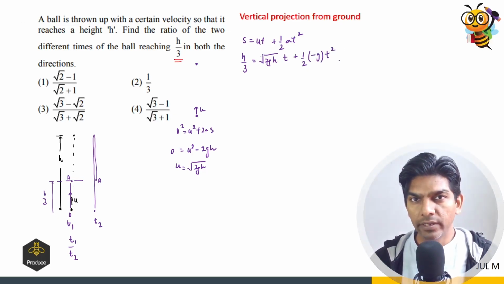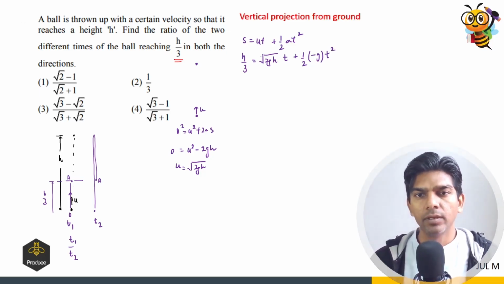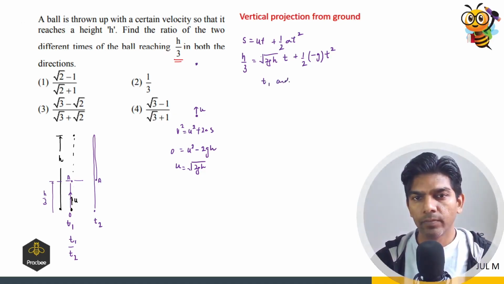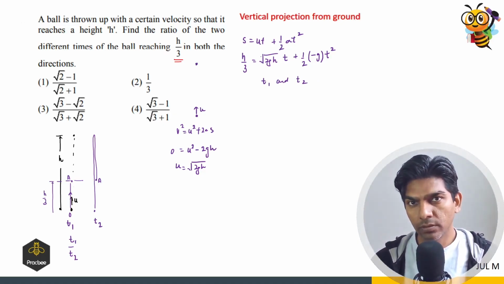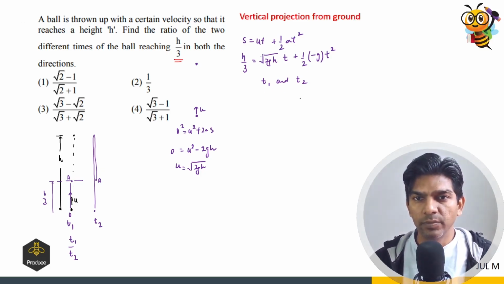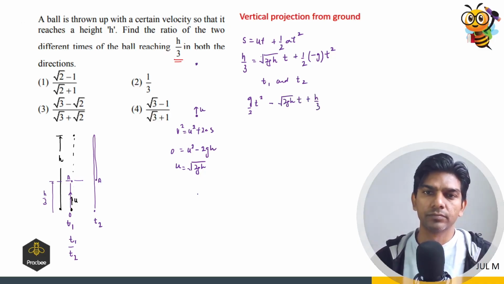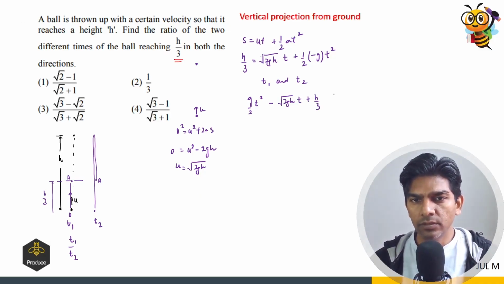Now we got a quadratic in t, and it will have two roots. So we can say t1 and t2 are the two roots, because it tells us the displacement of the ball from the initial position, and that will be h by 3 only. Now let us simplify this further. I can write this as g by 2 t square equals minus root of 2gh times t plus h by 3. So we got this quadratic.